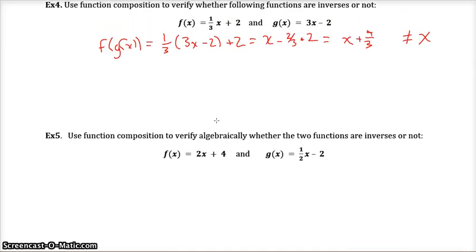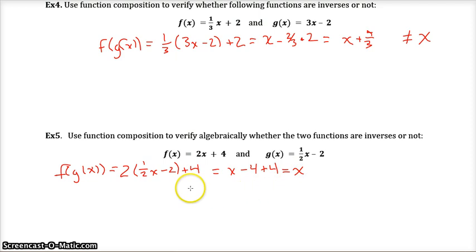I'll leave that there so you can see it. Let's try this one here. What's f of g of x here? We're going to take the function f, but instead of x, we're going to put in all of g of x, 1/2 x minus 2 plus 4. If I distribute that 2, I get x minus 4 plus 4. Okay, this is looking better. That turns out to be x.